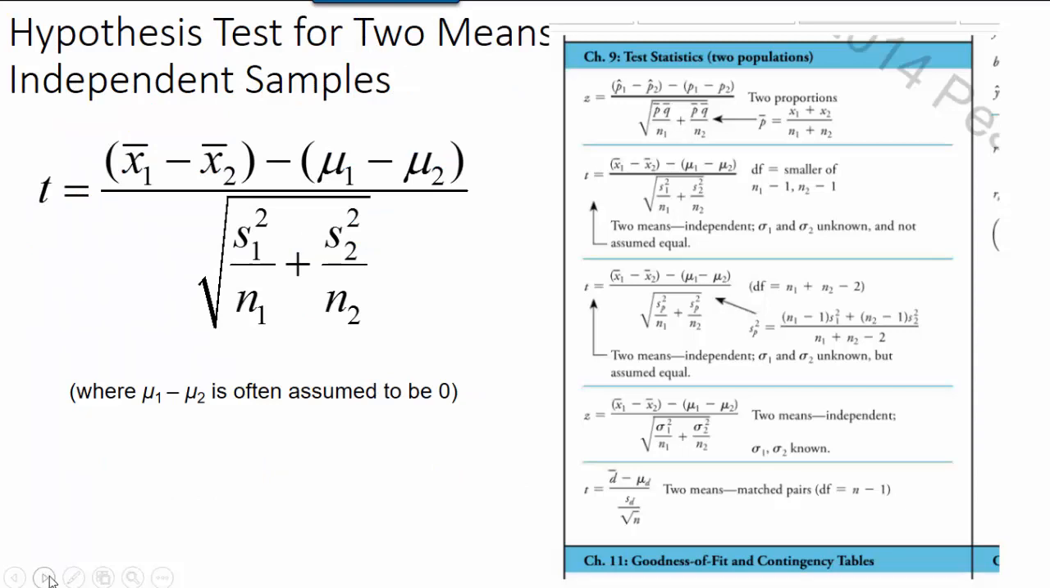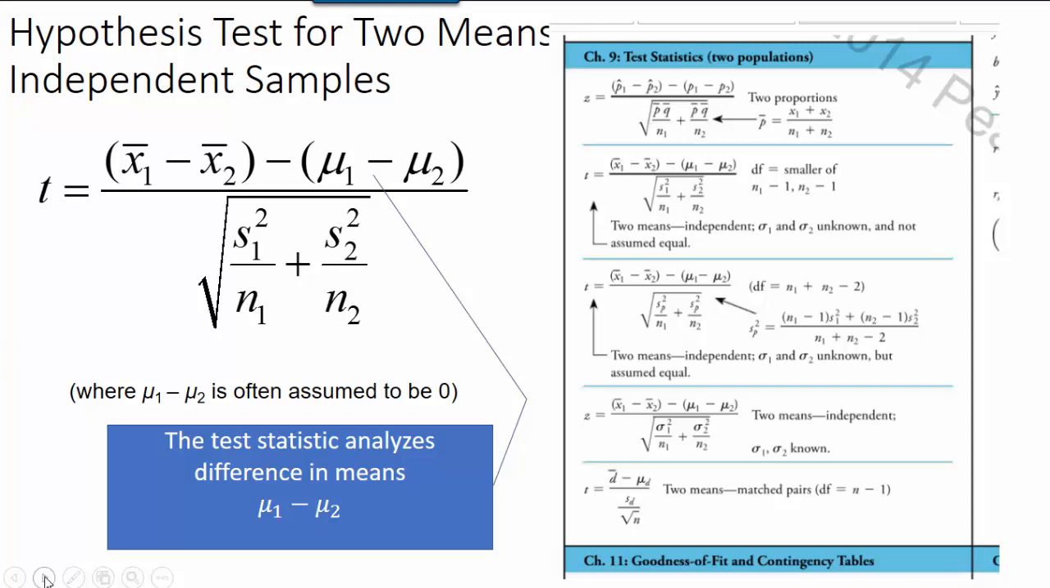So let's focus in on the formula that we'll be using for our test statistic. To perform a hypothesis test for two means of independent samples where sigma 1 and sigma 2 are not assumed to be equal, we are going to use this formula. You recognize it from here. You don't have to write it down or memorize it. If you're in my class, it'll be provided on our formula sheet. Often it's going to be the case that the difference in the population means is assumed to be 0. That will be part of our null hypothesis. It's important to note that the test statistic is analyzing the difference in the means. That will help us to set up our null and alternative hypotheses and understand if we have a left-tailed, right-tailed, or two-tailed test.